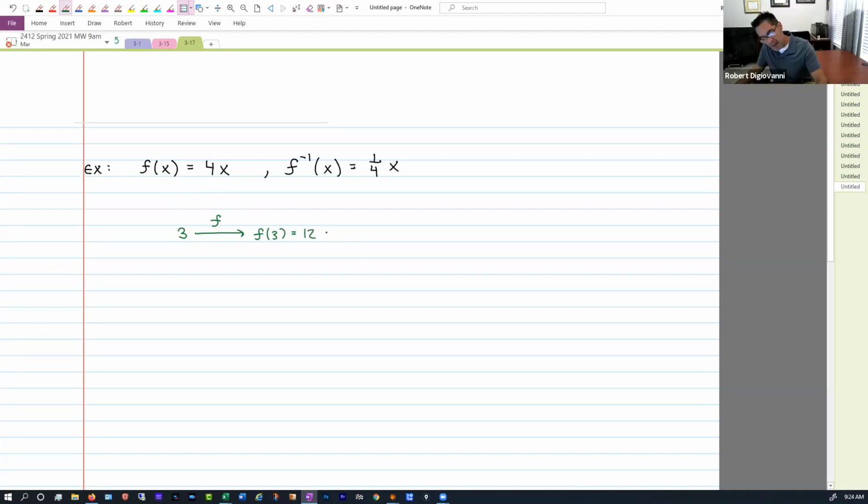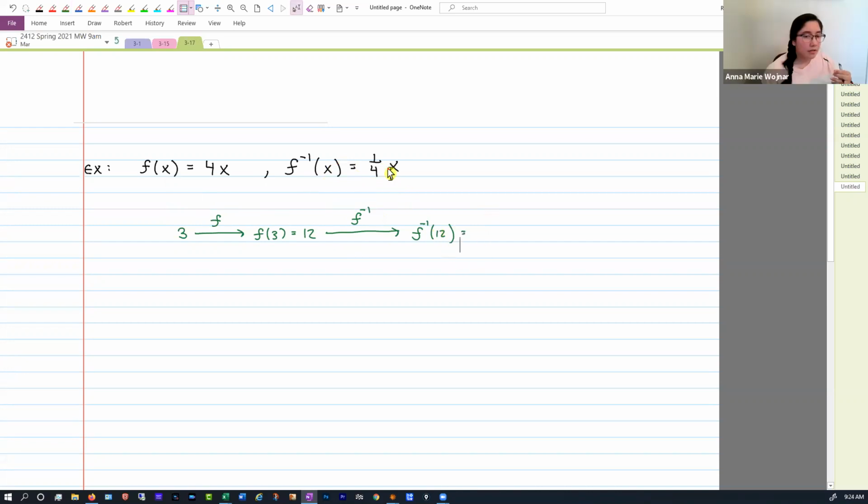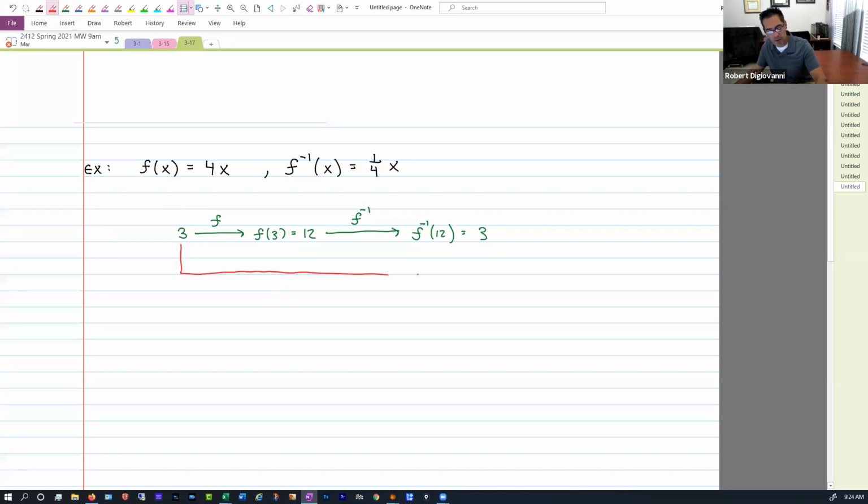Now, take that answer and send it through the inverse function. So what happens if you plug that answer, 12, into the inverse function? You would get 3. You get back to 3. So you start at 3, you go through the f function, then you go through the inverse function, you come back as 3, right back to where you came from.